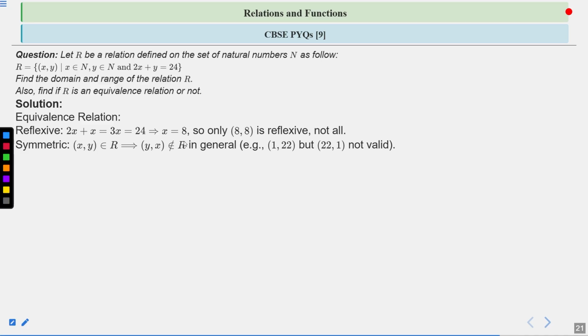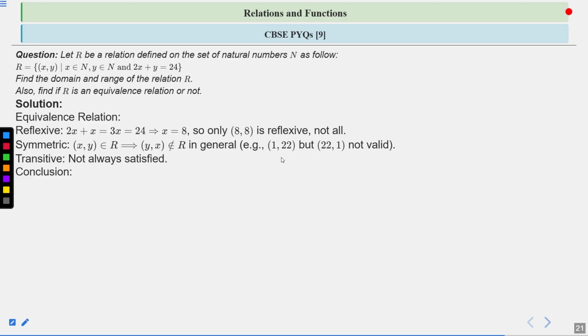Now let's check for symmetricity. If (x, y) belongs to R, then (y, x) must belong to R. In general, suppose (1, 22) belongs to R, but (22, 1) is not valid. (22, 1) does not belong to R. So we can say that it is not symmetric as well. And transitivity will not always be defined. Got it?